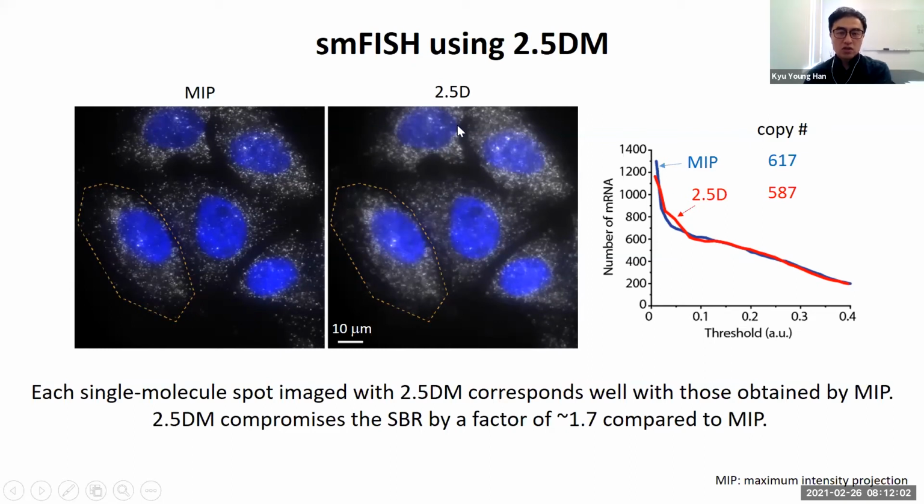However, you may notice 2.5D imaging has a slightly higher background, which is expected. It's higher than 1.7, but there's no big issue in selecting or identifying the single molecule spots.